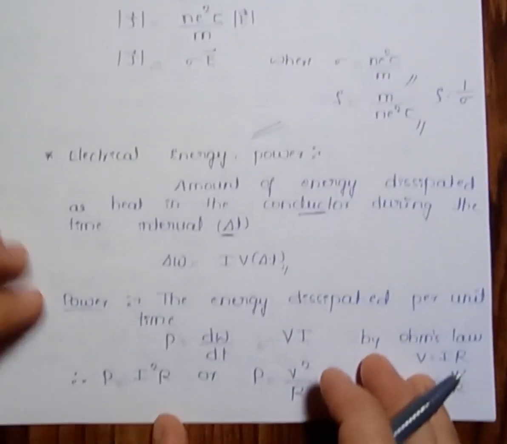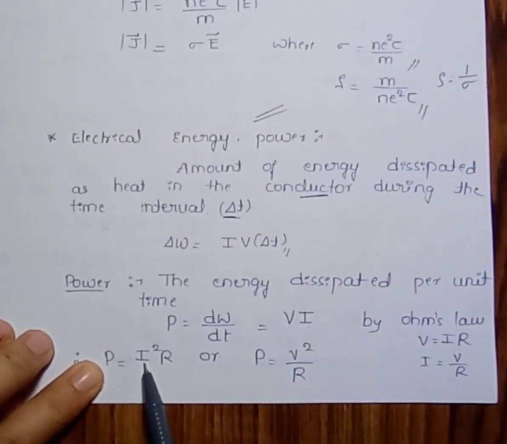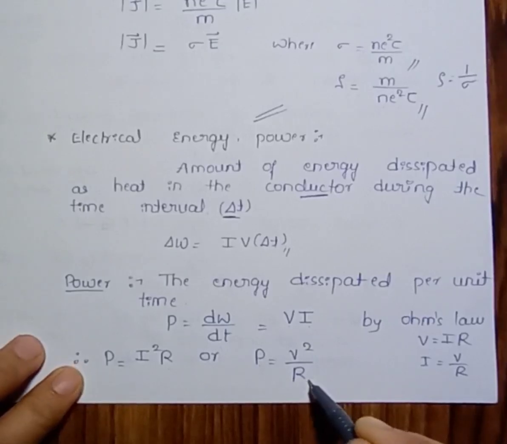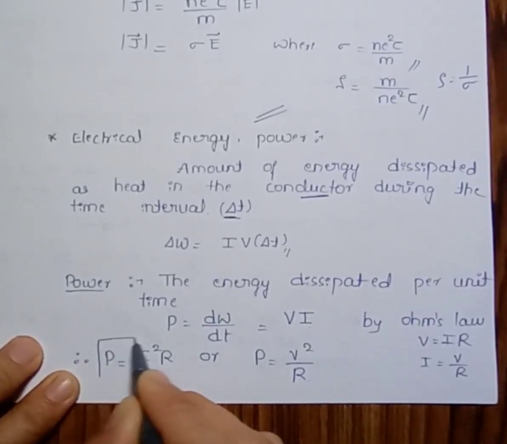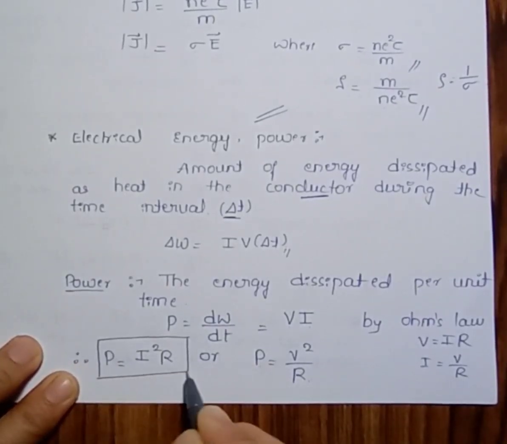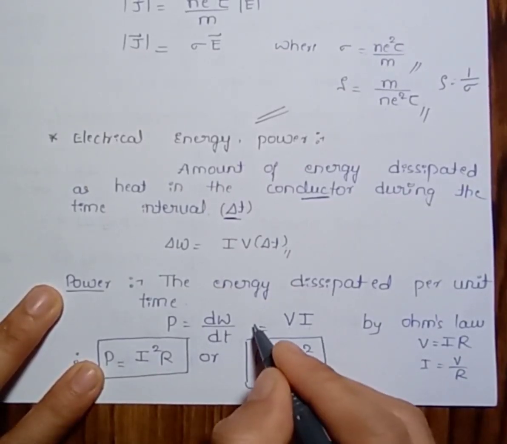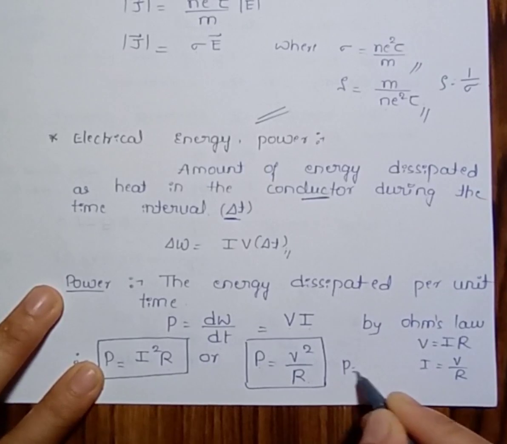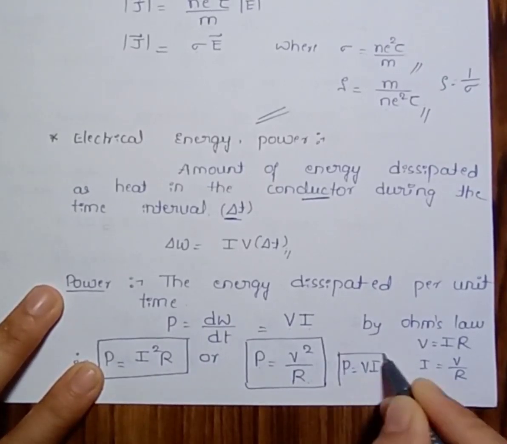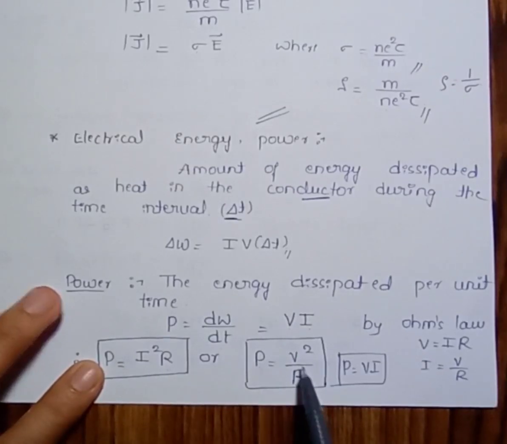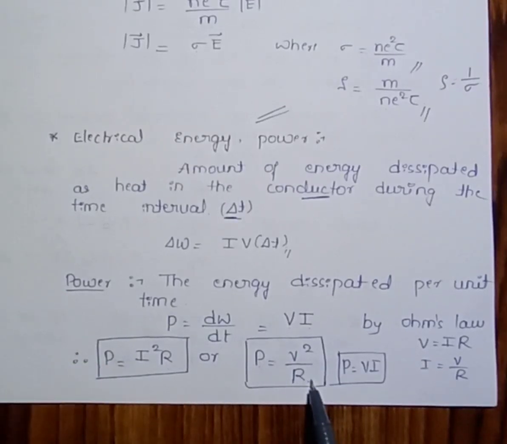Then the power expression becomes P is equal to I square R or P is equal to V square divided by R. This expression is very important for solving problems. P is equal to V into I, P is equal to I square into R, or P is equal to V square divided by R.